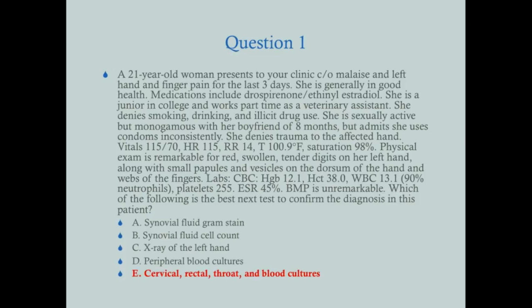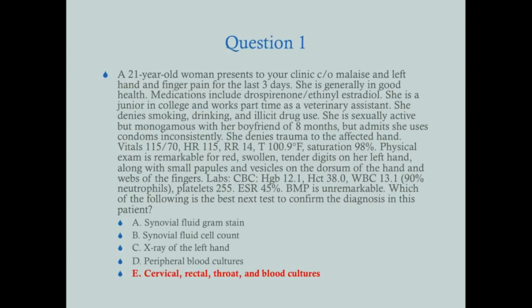Because we know she has joint pain, we know she has tendon issues, but we don't know what the cause is. And our management of this patient is going to be antibiotics. And so in order to give her the proper antibiotics, we need to know what the pathogen is. And since we know that it's probably gonorrhea, we're going to do tests for gonorrhea. And that would be cervical, rectal, throat, and blood cultures, which is something that you want to get anytime you suspect a disseminated gonococcal infection.